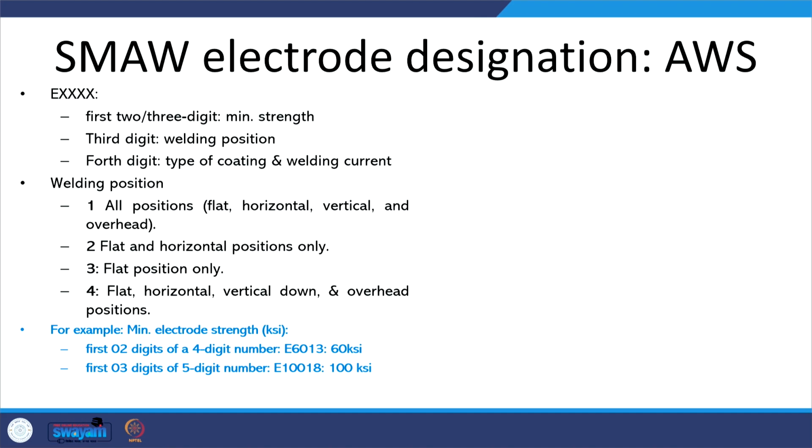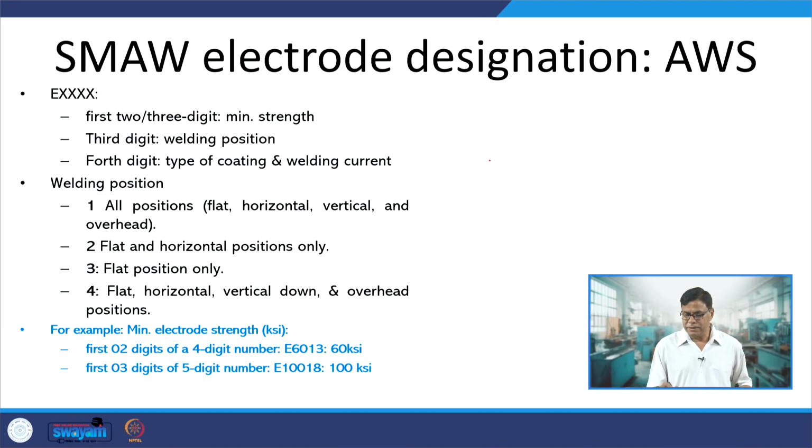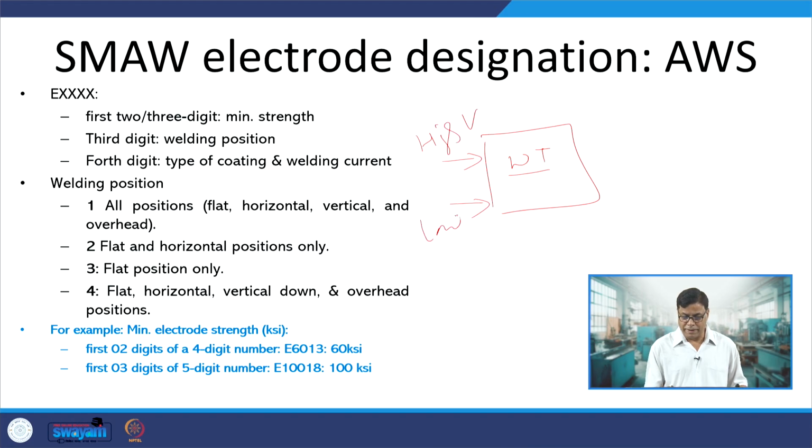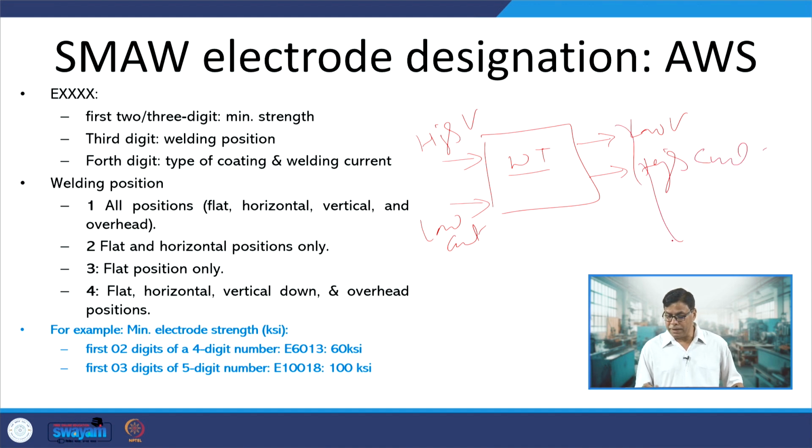As far as the system components are concerned, for SMAW we basically use the welding transformer. We normally get a supply of high voltage and low current. The welding transformer converts this kind of domestic supply into low voltage and high current, and this is used for supplying the desired power for welding.